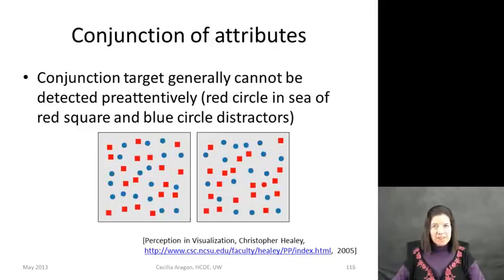Now which square contains the red circle, left or right? So that one required serial search. So this is interesting. So even though form is pre-attentive and color is pre-attentive, the conjunction of the two is not. So the red circle in the sea of red square and blue circle distractors could not be perceived pre-attentively.